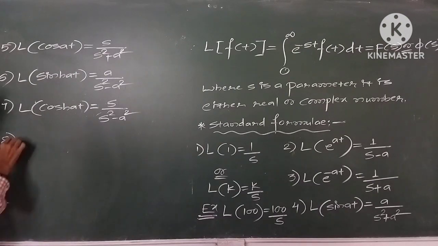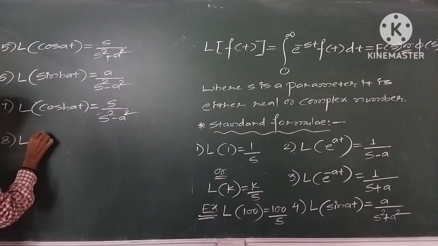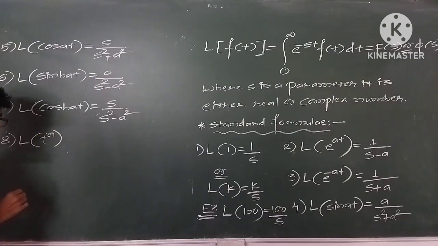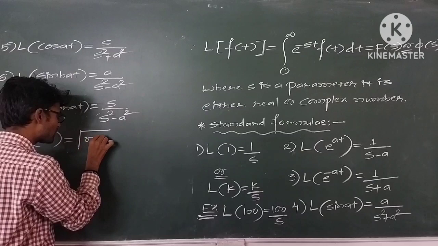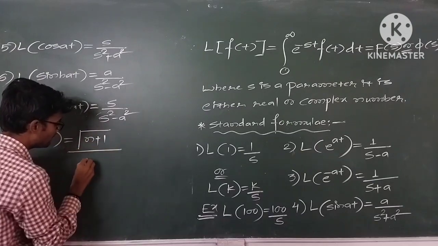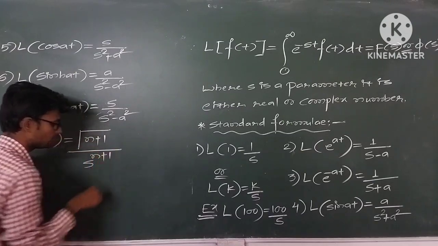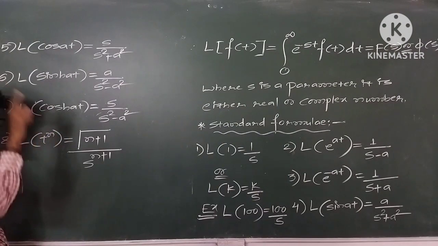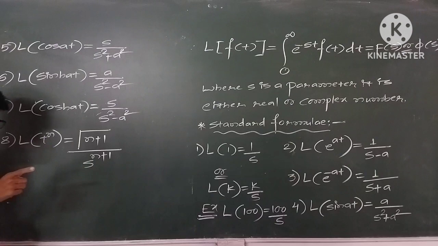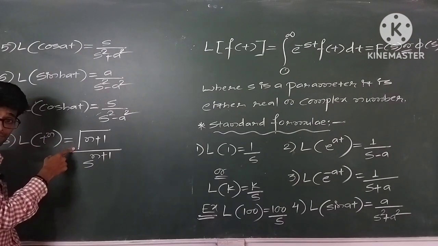Next we are having one more: Laplace transform of t raised to n is equal to gamma function of n plus 1 divided by s raised to n plus 1. This is very important. It is not square root. So many students think it is square root, but it is not square root. It is gamma function of n plus 1.